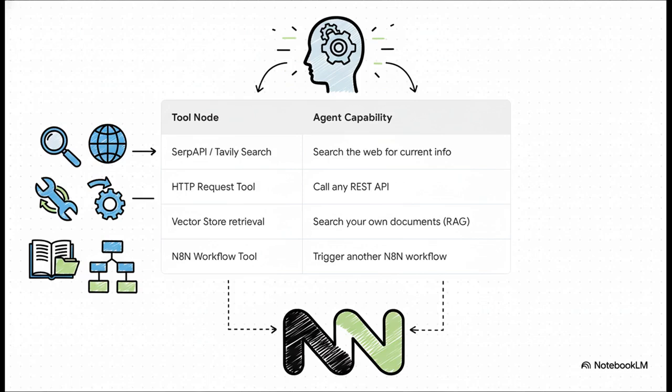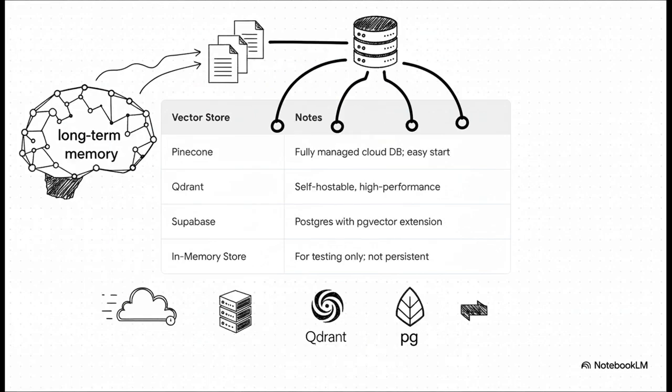It's awesome. And for that RAG capability we talked about, searching your own documents, you need a vector store. This is basically the long-term memory for your knowledge base. n8n plays nice with all the big ones, whether you want an easy-to-use managed service like Pinecone or you want to self-host a high-performance database like Qdrant, you have total flexibility.